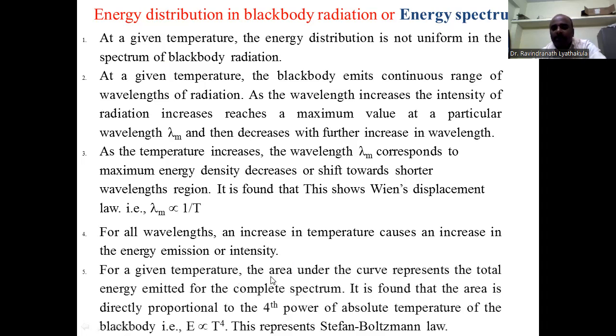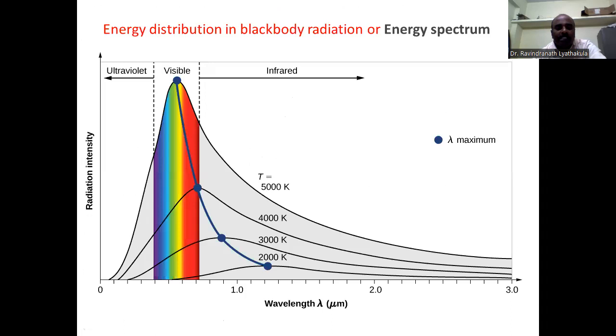Then at a particular given temperature, the area under the curve represents the total energy emitted for the complete spectrum. This area under the curve and the lambda axis is directly proportional to the fourth power of the absolute temperature of the black body. That is, E is proportional to T power 4, which represents Stefan-Boltzmann law. From here, we observe that it is a spectrum of a black body.